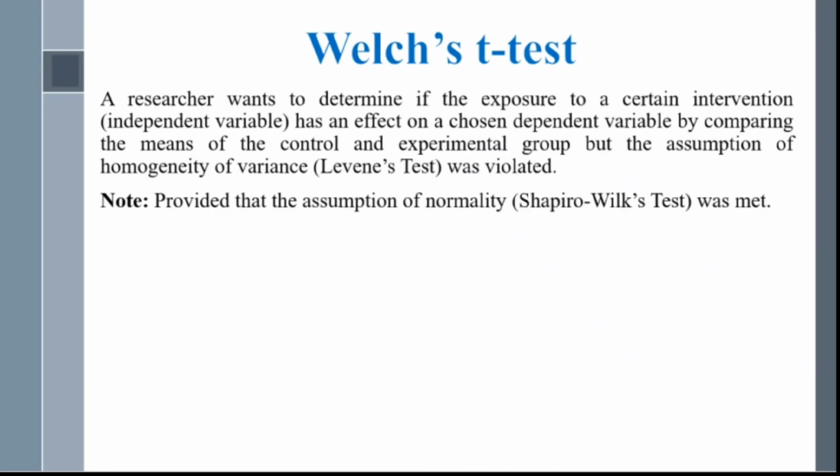A researcher wants to determine if the exposure to a certain intervention, which is the independent variable, has an effect on a chosen dependent variable by comparing the means of the control and experimental group, but the assumption of homogeneity of variance using Levene's test was violated. Note, provided that the assumption of normality using Shapiro-Wilk test was met. Here is our sample situation.